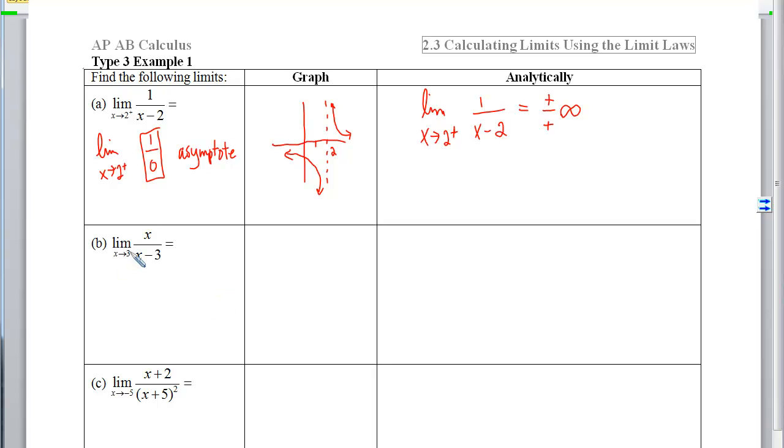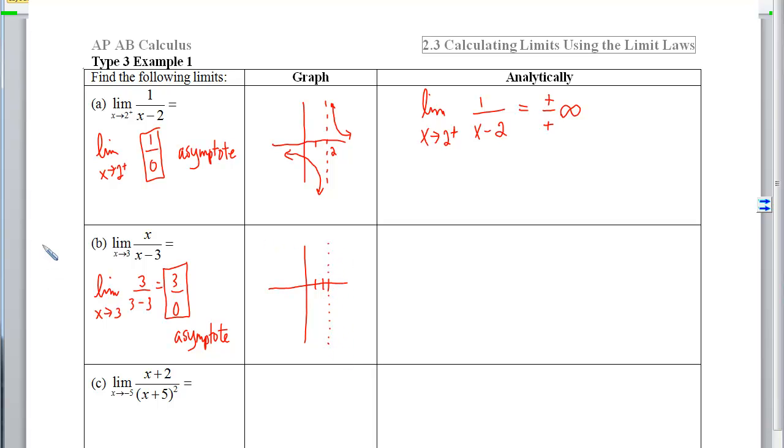If I look at my next one, I want to approach 3. Remember, my first line of defense, as long as it's not a piecewise function, is to simply plug 3 in. If I plug 3 in, I end with a 3 over a 0, which is a number over a 0. It's not a 0 over a 0, so we know that it's an asymptote. There's no trig involved, so that means graphically I'm going to have something funky happening at 3, and it will be manifested as an asymptote.